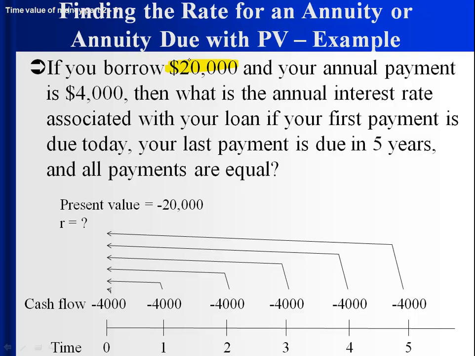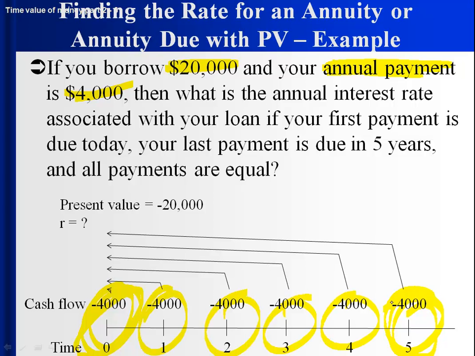Borrow 20,000. Now you're making annual payments of $4,000. What's the annual rate? First payment's due today, and your last payment's due in 5 years, and all payments are equal. So these are annual payments, and we have our first in year 0 and our last in year 5. So we know that we have year 1, year 2, year 3, year 4, and year 5. We can count how many payments there are: 1, 2, 3, 4, 5, 6. So we want to find the rate.